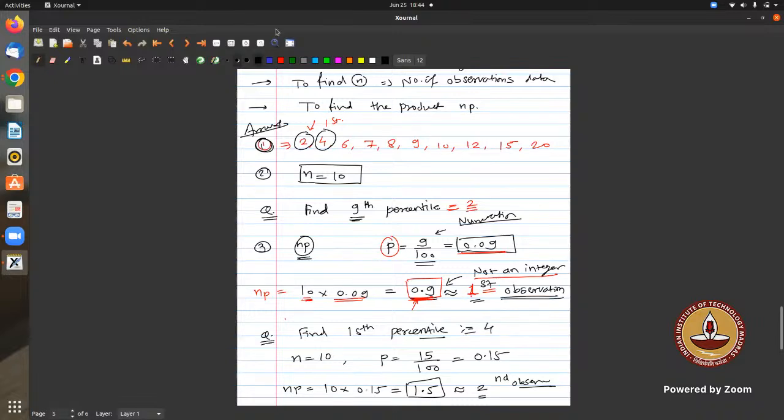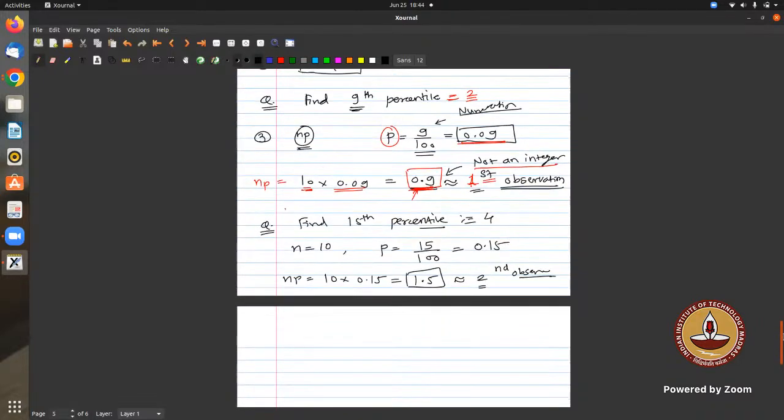Now tell me, is this percentile always useful only for numbers, or can it be a categorical variable or a numerical variable? Only numerical. Okay, sir. So what does it mean that something like 4 is the 15th percentile?